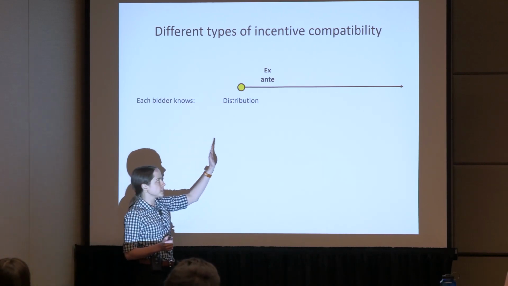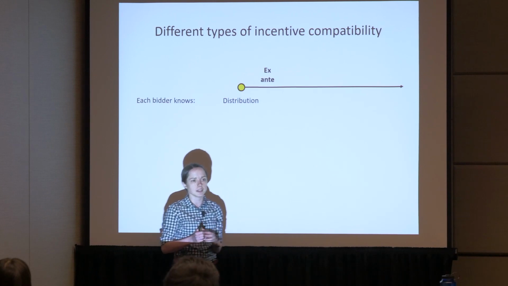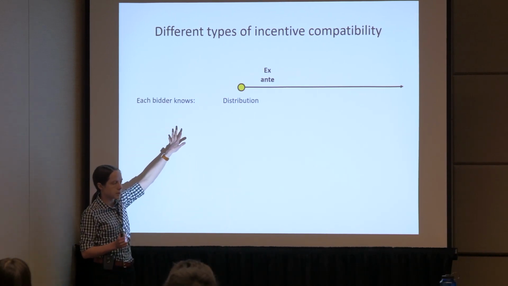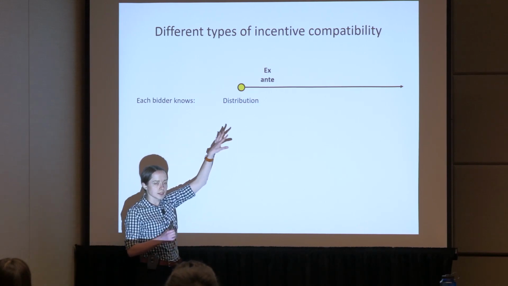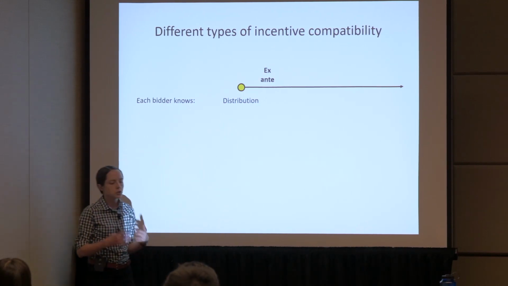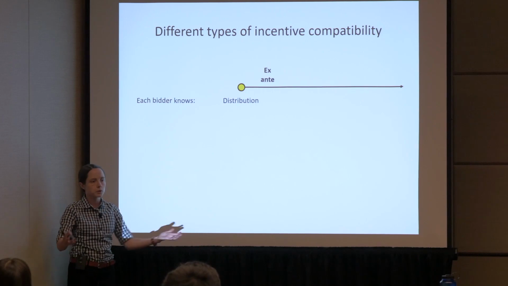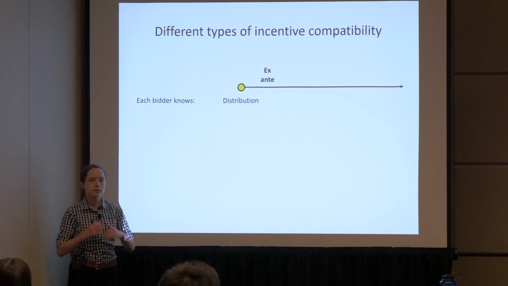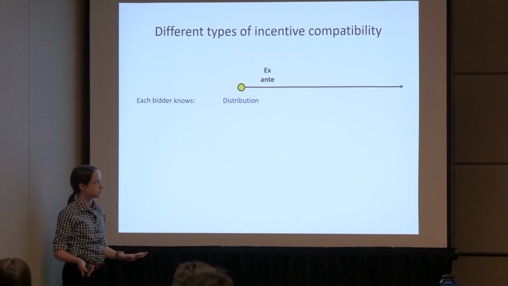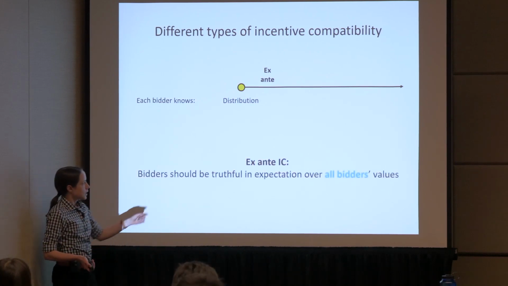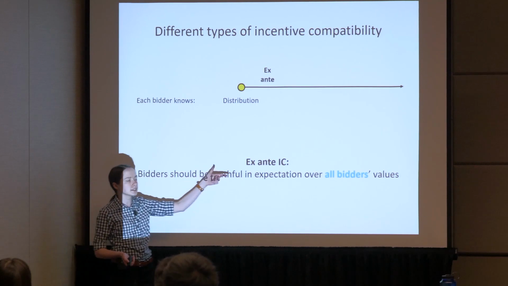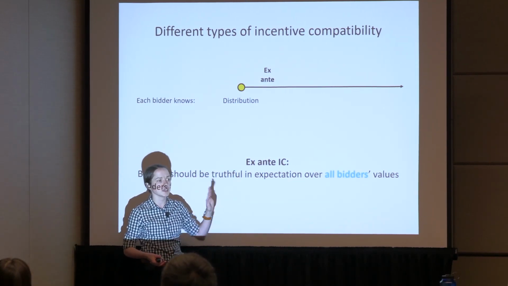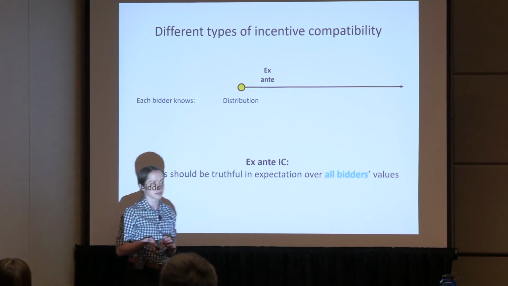And to define these, we're going to think about 3 different stages of the mechanism. The first is at the very beginning of the mechanism. Let's say that all of the agents know the distribution from which their values are going to be drawn, but nobody actually knows their true value yet. They only know the distribution. At this point, a mechanism is ex-ante incentive compatible if the bidder should be truthful in expectation over everybody's bids.